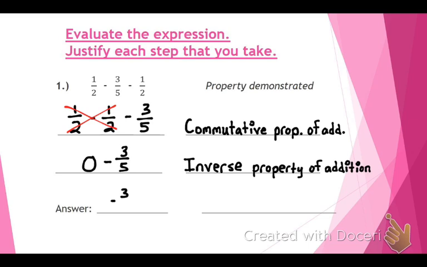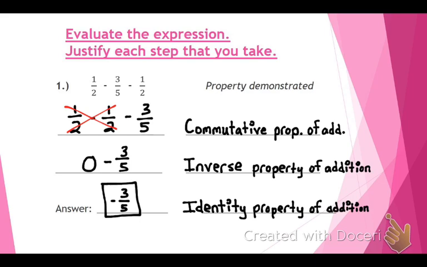Excellent. -3/5. Which one of my properties tells me that I can take 0 and minus any number and it's still going to equal itself? Identity property. If you remember, I talked about this before. The inverse property has a best friend. And every time the identity property will follow the inverse property, because that states that you can add 0 to anything and it will not change who the number is. It will not change its identity.